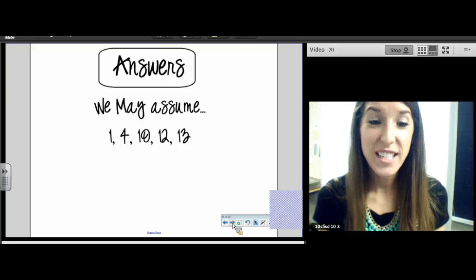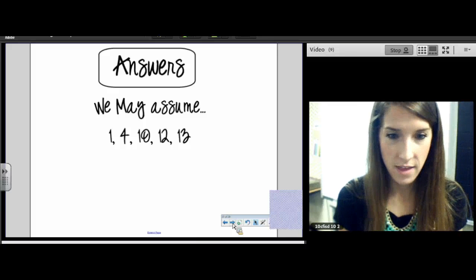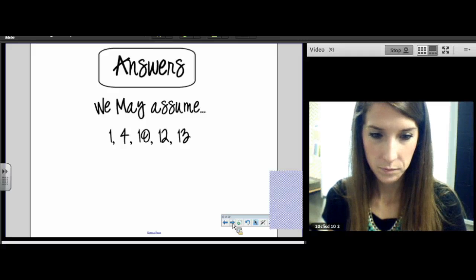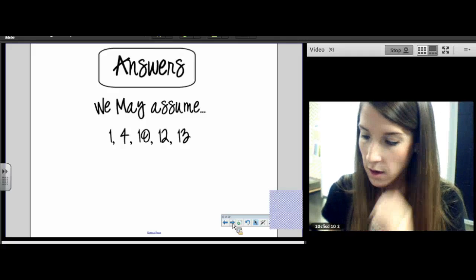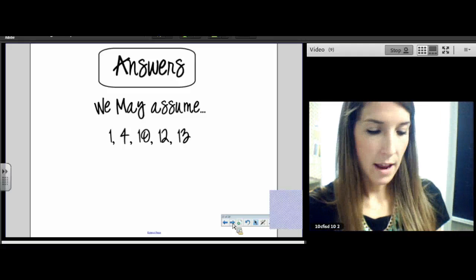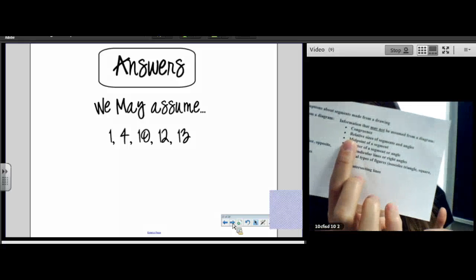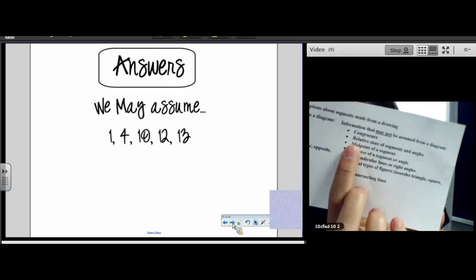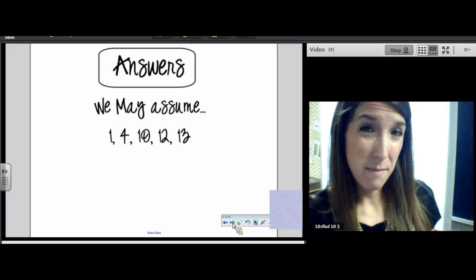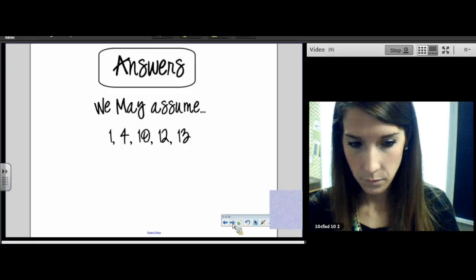Out of 15 statements, you can only assume 5 of them. Number 5 said that one of those angles is obtuse. But if you look at your sheet, things that may not be assumed is relative size of segments and angles. So if we don't know its measure, then we can't say it's obtuse even though it looks obtuse.